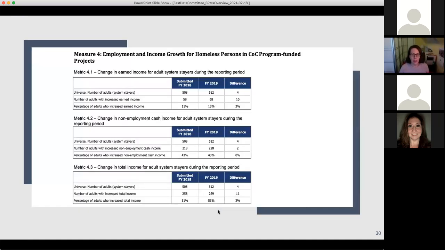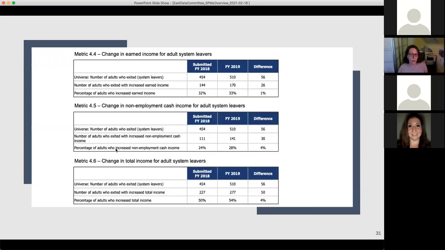We know that. And our data shows that this is a challenge, obviously, depending upon the project type. Now, when we look at stayers, we expect that a lot of these folks are stayers in permanent supportive housing. They're going to have a lower rate of increasing their income for earned income, and a higher rate of non-employment income increases. That's to be expected. And then when we look at leavers, this is much more likely to be folks who are exiting out of rapid rehousing, probably. And so we see a little bit of a different pattern, right, where they have a pretty good rate of increasing earned income, and then not as much on the non-employment cash income side, but still pretty good on total income.